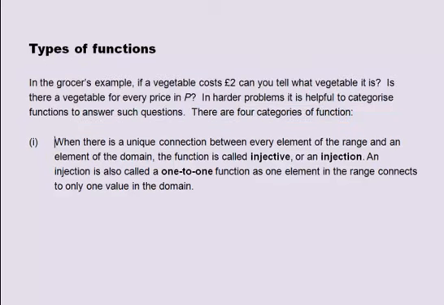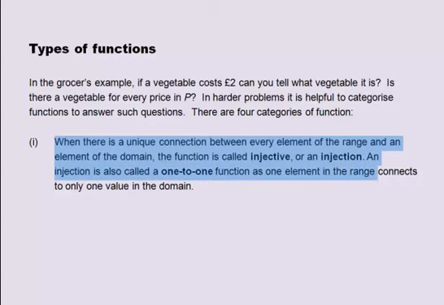Category 1. When there is a unique connection between every element of the range and an element of the domain, the function is called injective or an injection. An injection is also called a one-to-one function, as one element in the range connects to only one value in the domain.